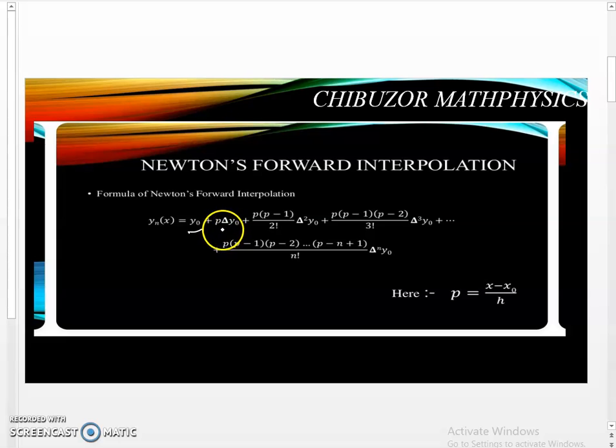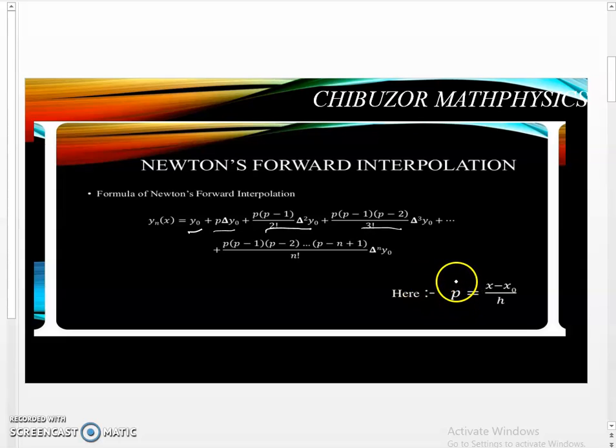Of course, we are going to find the value of p, and the first forward difference is given by p times this del. This is represented by the first forward difference. Of course, p into p minus 1 divided by 2 factorial is for the second forward difference. When it is 3, we simply say p into p minus 1 into p minus 2 divided by 3 factorial, and this is for the third forward difference, and we continue like that up to n.